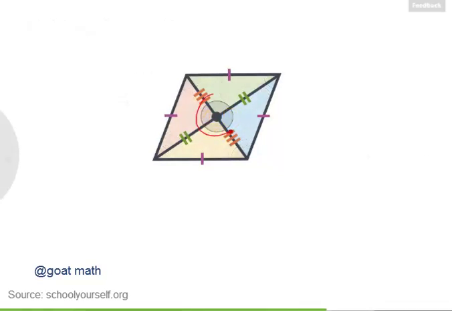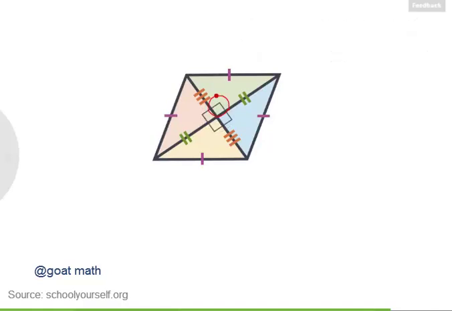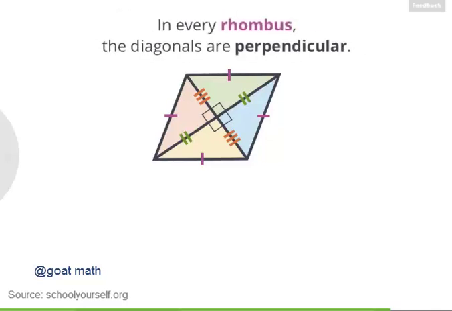Nicely done. So these 4 angles in the middle here are all congruent to each other, meaning they each have the same measure. And they also add up to a complete rotation, or 360 degrees. So what's the measure for each one of these angles? Precisely, each of these angles measures 90 degrees, so we can label them all as right angles. And so you've just proven, using the side-side-side postulate for triangles, that the diagonals of every rhombus are perpendicular, meaning they intersect to form right angles.